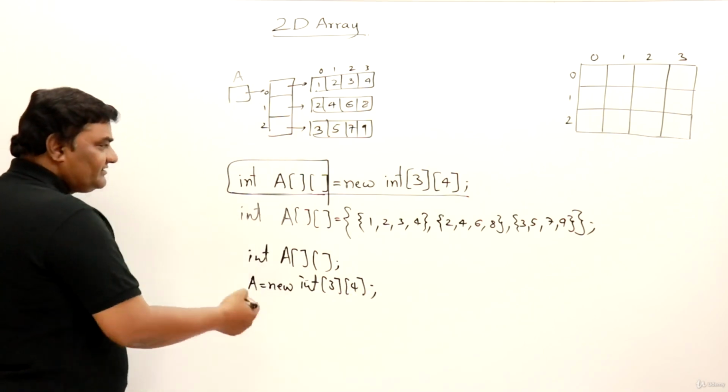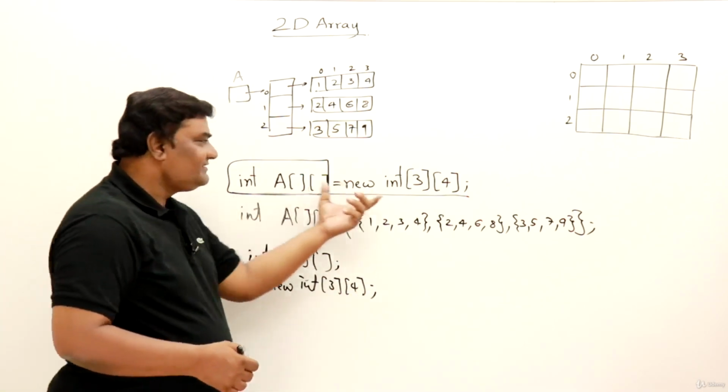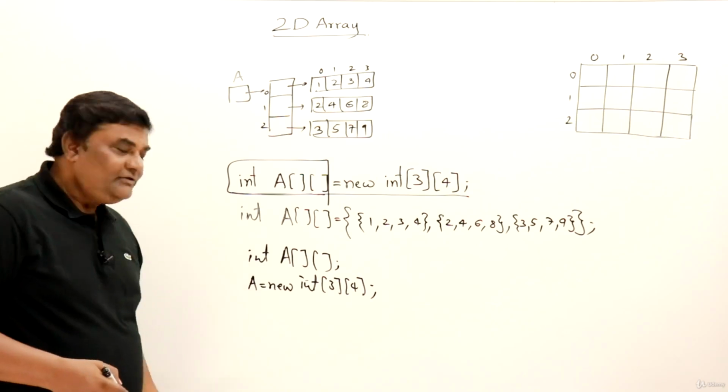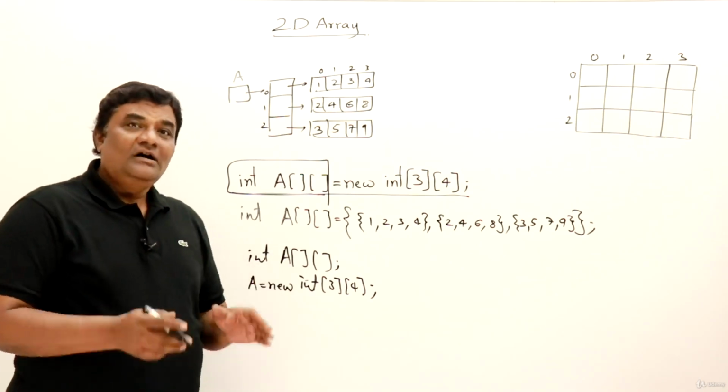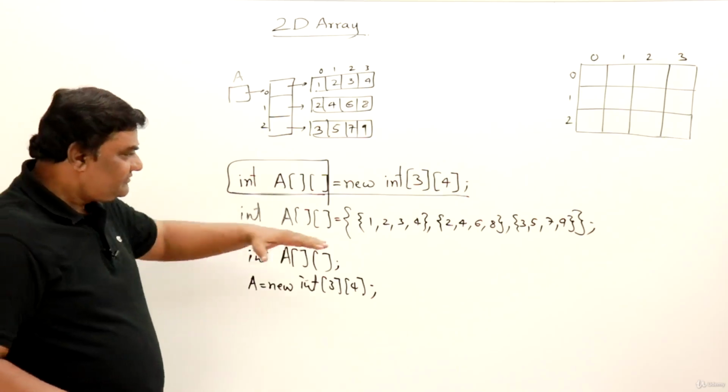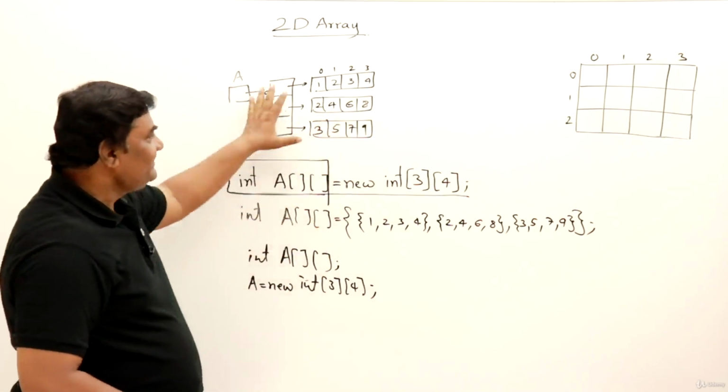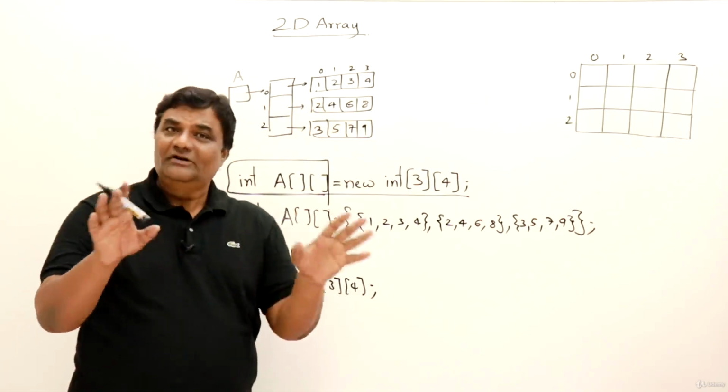Like this, you can do it in 2 steps also. You don't have to write always in one single statement. You can write it in 2 statements also. Now next I will show you how to access this array. Suppose an array is created like this, initialized with these elements. I just want to display all the elements.